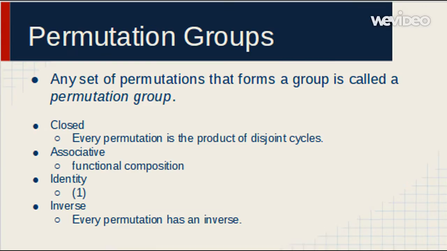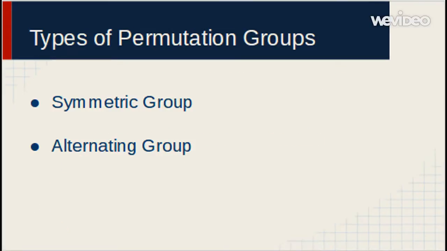So now we know what to do with permutations and how they work. So what else can we do with them? Well, we can make a group out of them. A permutation group is any set of permutations that forms a group. So in order to be a group, as we know, we need to have all of the basic requirements. It needs to be closed, associative, have an identity, and have inverses. Now, there are two types of permutation groups that I would like to talk about today. The first is symmetric groups, and the second is alternating groups.